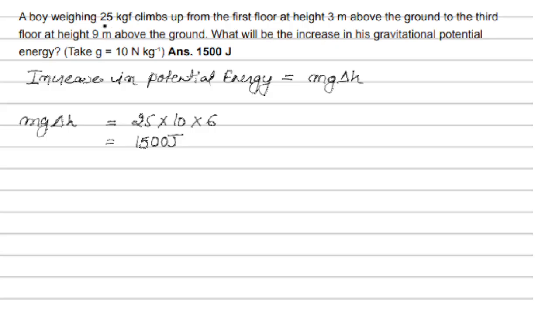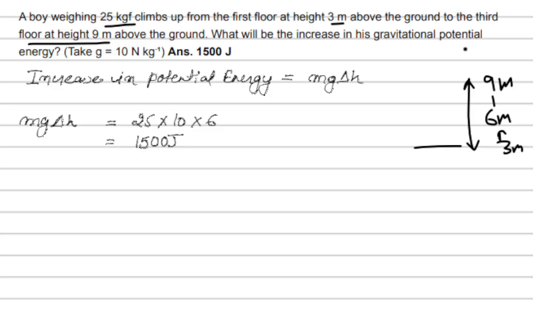A boy weighing 25 kilogram force climbs up from the first floor at height 3 meter above the ground to the third floor at height of 9 meter. Whenever different heights are given, you have to see how much the net displacement is. So net displacement is 6 meter, right? Because we are going from 3 meter to 9 meter. So 9 meter is here, 3 meter is here. In between it will be 6 meter, so 3 plus 6 is 9. They have not given the height directly, they want us to calculate that. So we can calculate 6 meter.